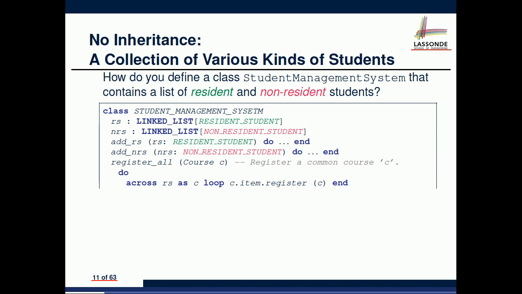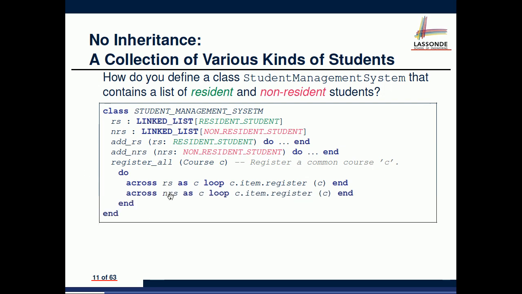And now, let's see this. Let's say I want to register a common course for all the students. Now, is it possible to have a single loop to actually do it? No, because we have 2 different collections. We're going to have 2 separate loops to do it. That's something I want you to see. We just going to have 2 separate loops, one for the resident students array linked list, the other one for the non-resident students linked list.